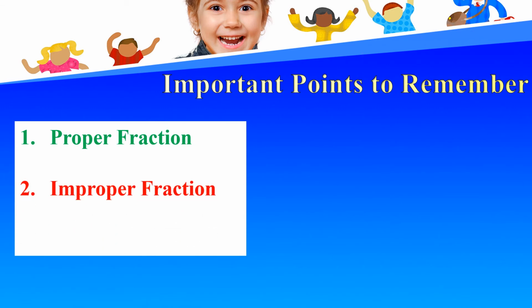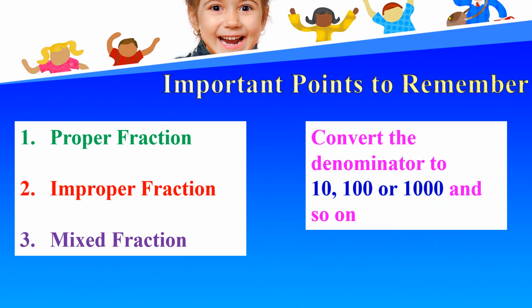The second type is improper fraction. In an improper fraction, the numerator value is greater than the denominator value. The third type is called mixed fraction. We will have a whole number with a proper fraction. While converting into decimals, convert the denominator to tens, hundreds or thousands and so on. So, only the denominator should be changed to 10, 100, 1000 and so on.